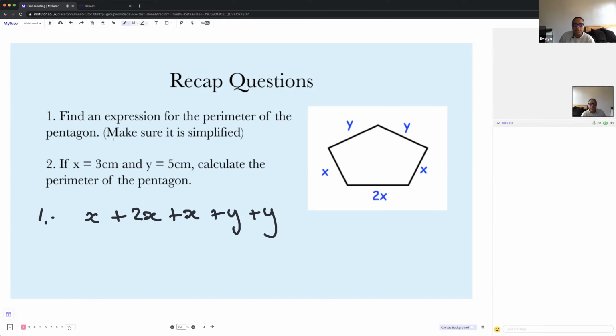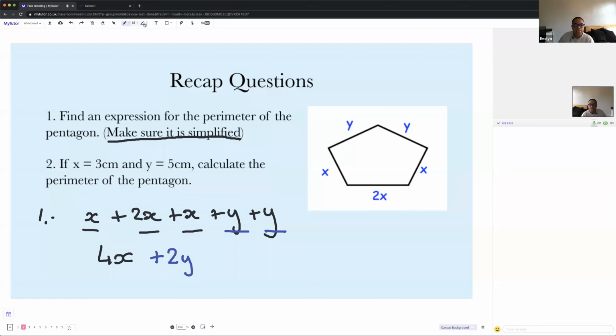Now, in the question it says make sure it is simplified, so this isn't in its simplest form. We can collect like terms and simplify it. We've got three terms with an x in them: x plus 2x plus another x. 1 plus 2 plus 1 gives us 4, so we've got 4 x's. And then we've got two terms with a y in them: 1y plus another y, so that's 2. So our expression is 4x plus 2y. If you wrote 2y plus 4x, you would still be correct.